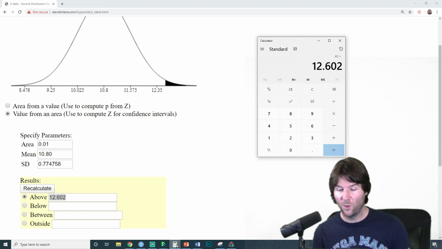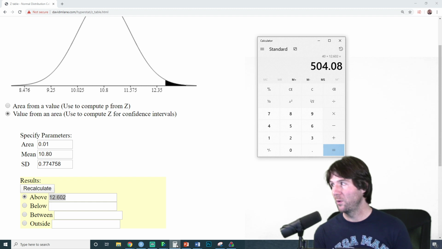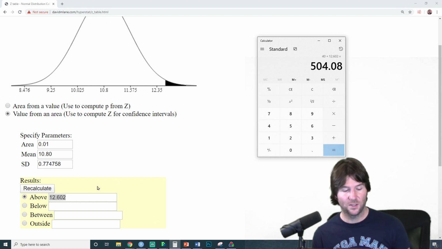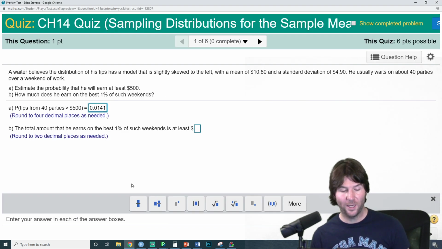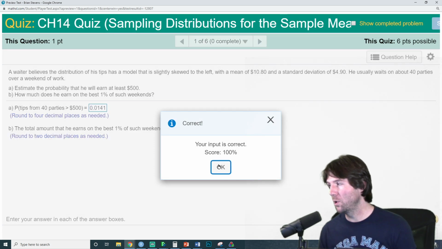So we're going to take 40 and multiply it by that, and that's what we'd make on the best 1% of such weekends. We'd make $504.08 because we had an average tip of this on 40 tables. So the best 1% of such weekends, this was our average tip, and we go back to here, we drop it in, we click done, and we make that hundreds. You know we can get those hundreds.